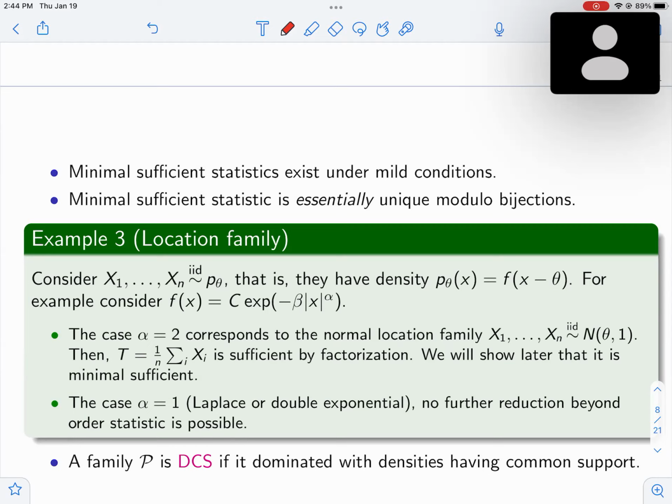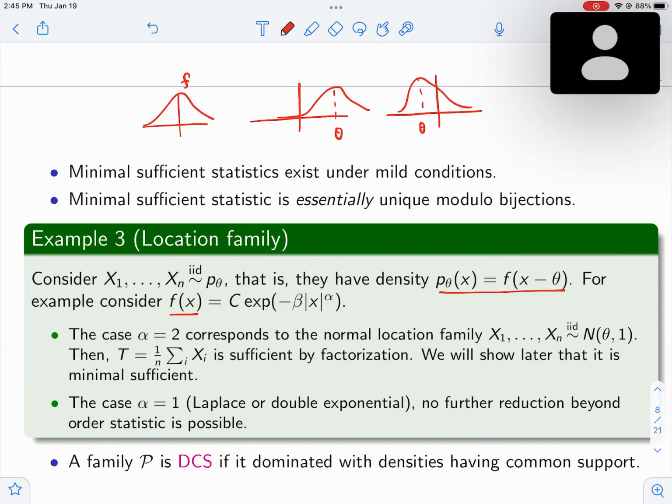X1 up to xn are IID from p theta, that's the density, and the density has this form. There is this function f, which doesn't depend on theta, and then I shift it around. These are called location families. So you have a base function f, for example, and every member of the family is obtained by shifting this around. One could be like this, the other one is like that. This is p theta prime, p theta.